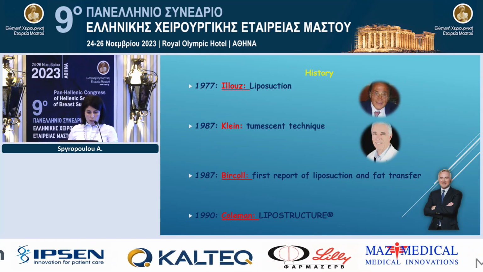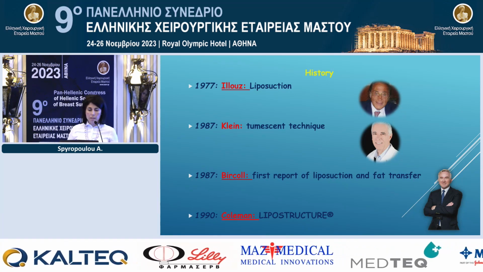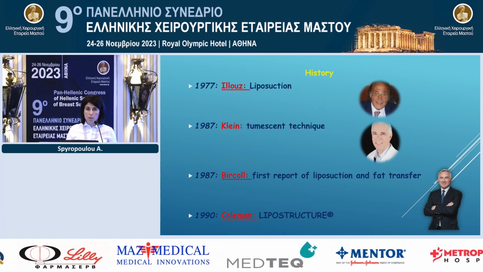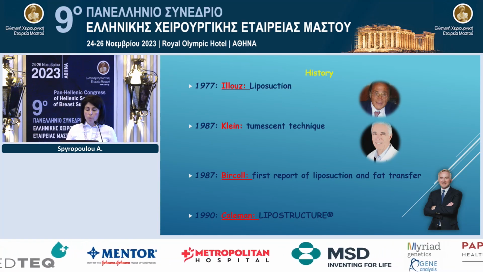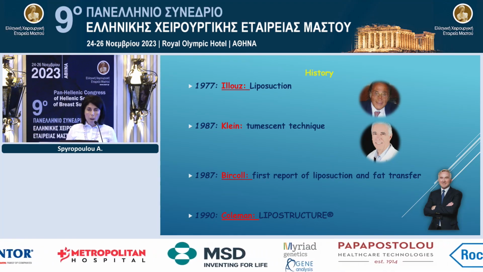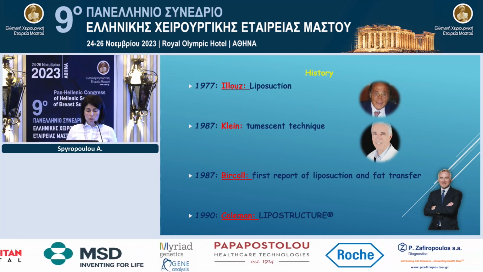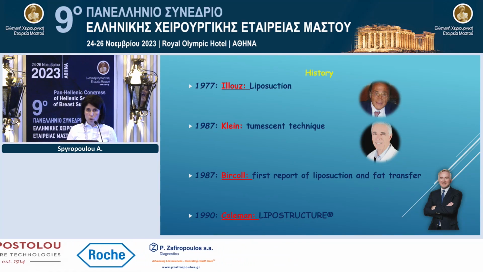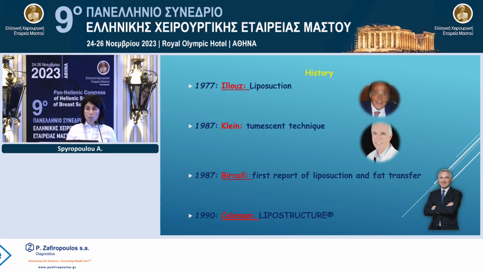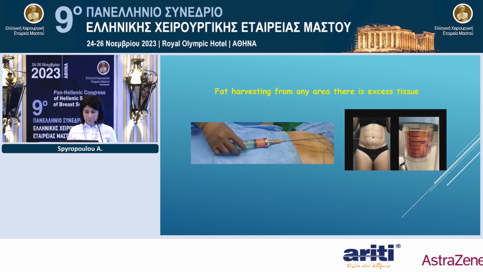Illouz described the liposuction in 1977, and then Klein described the tumescent technique that we use nowadays. And Bircoll did the first report of liposuction and fat transfer. But it was Coleman in the 90s who set the exact steps for lipostructure, and he described a reproducible method of breast augmentation or fat transfer.